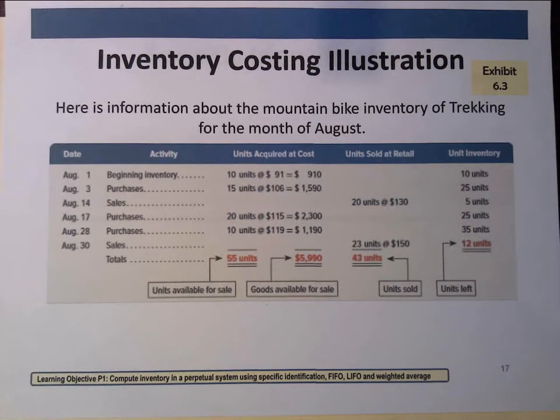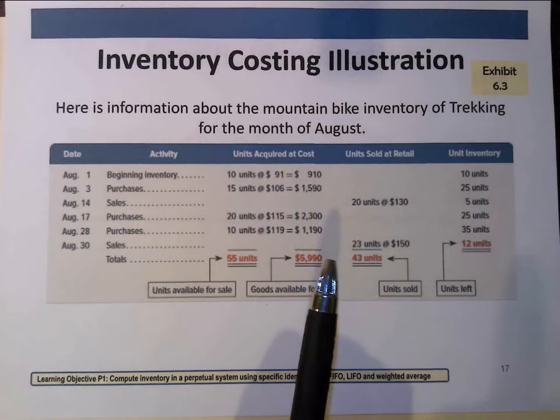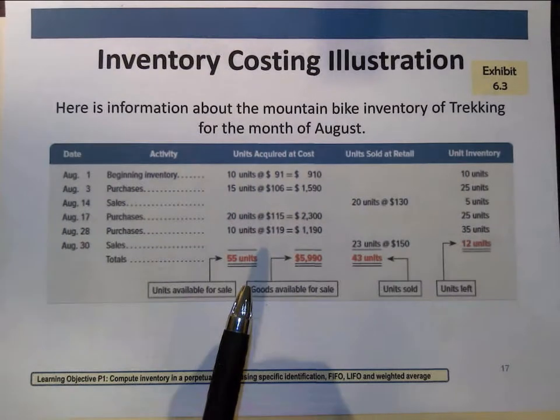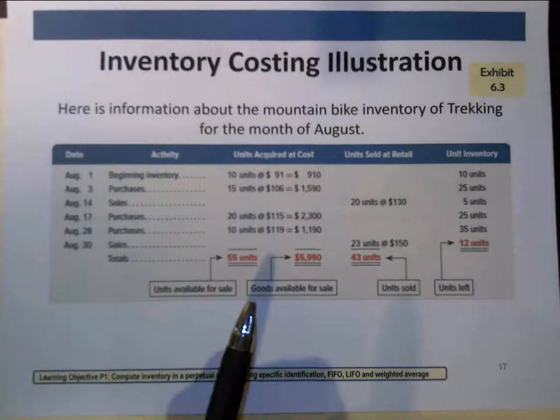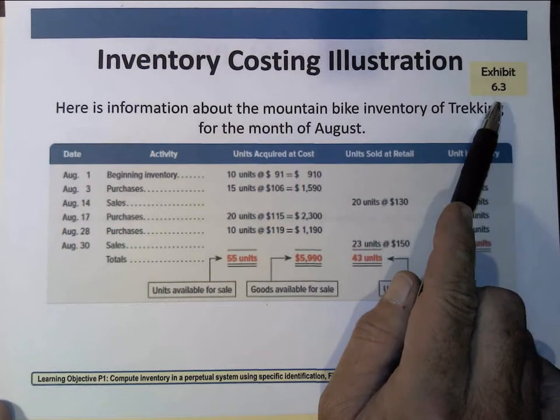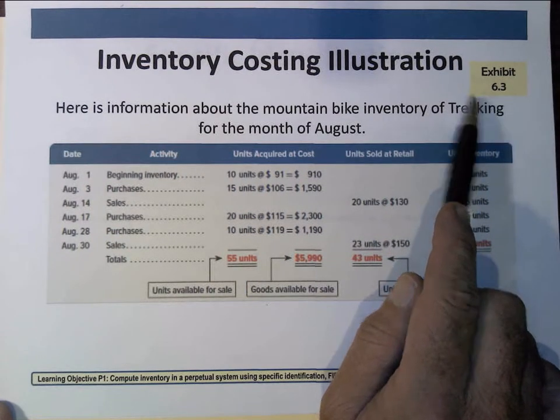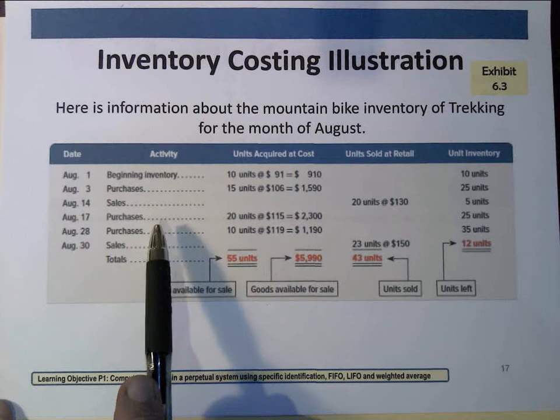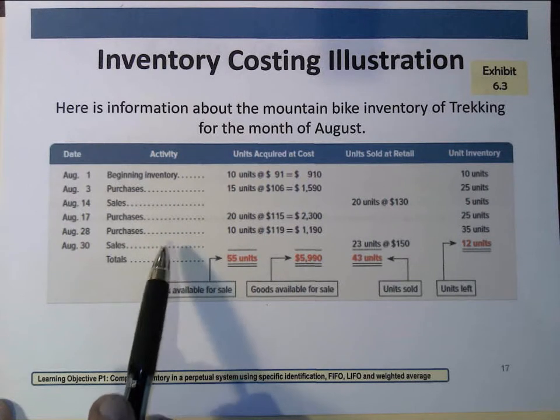Okay, we're going to go through those 4 costing methods: FIFO, LIFO, weighted average, and specific identification. This is right out of your book. It's Exhibit 6-3 in your book. And then this is from the PowerPoints, and you can find these on the Canvas website, right?